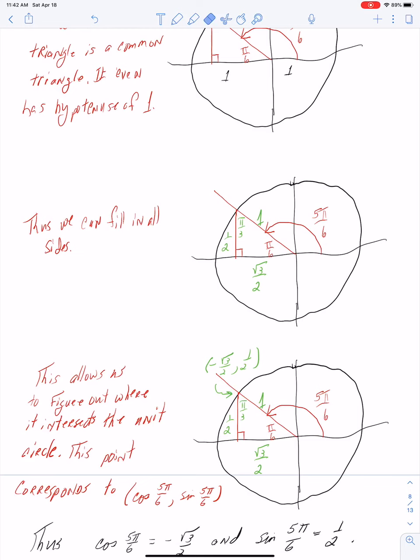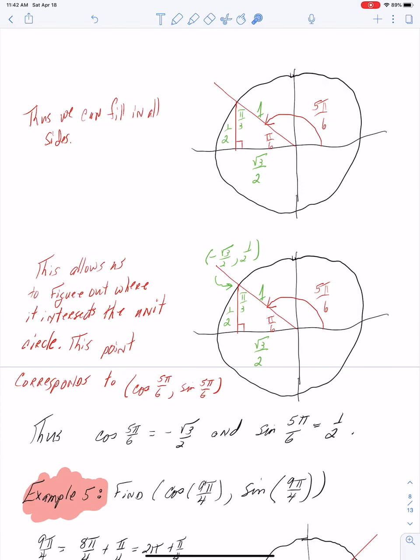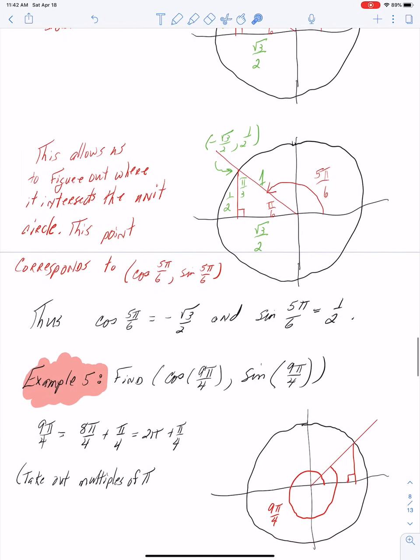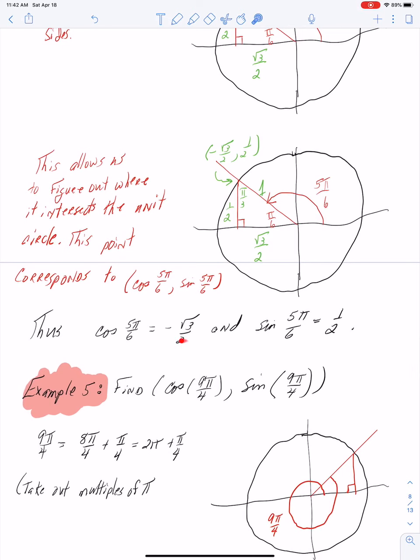Okay, because the x-coordinate is this value, square root of 3 over 2, except since it's in quadrant 2, it's negative. The y-coordinate is this height here, which is exactly half. So I know the coordinates of this point are minus square root of 3 over 2, and 1/2, but remember they correspond to what? Cosine of 5 pi over 6, sine of 5 pi over 6. That tells me that cosine of 5 pi over 6 is minus root 3 over 2, and sine of 5 pi over 6 is 1/2.